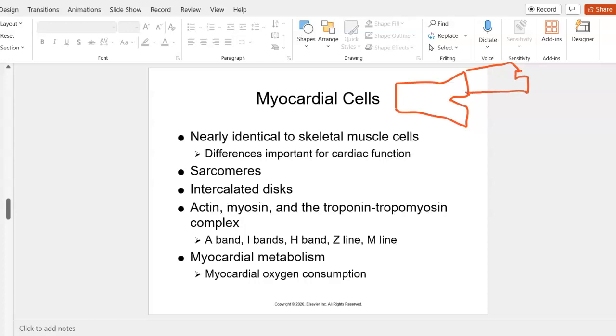Wow, that's a bad Y. Woohoo! You get the idea. This is the intercalated disc.